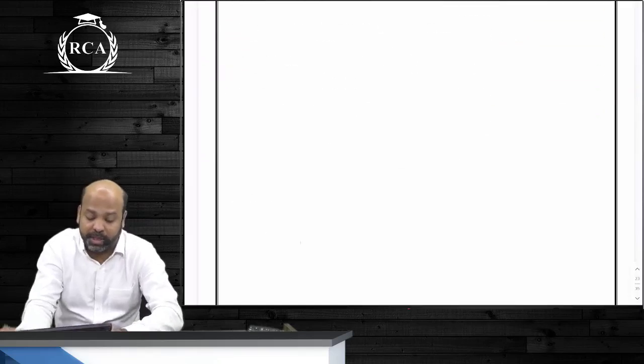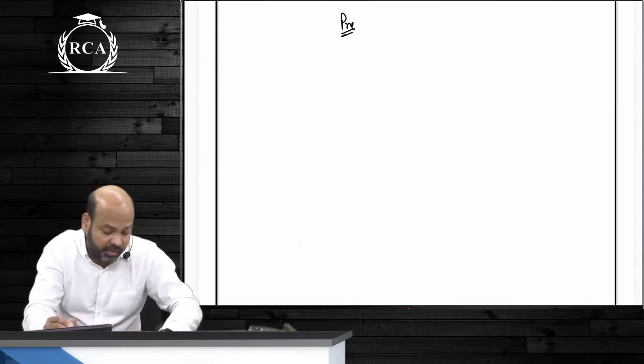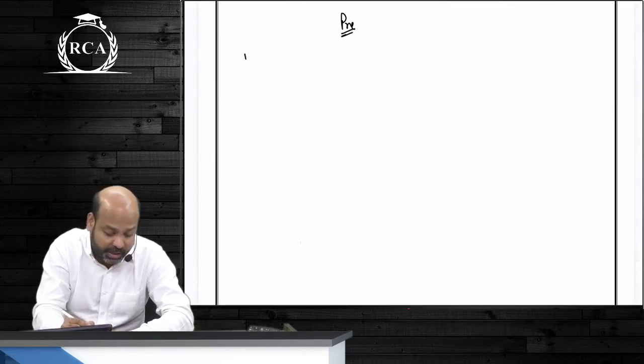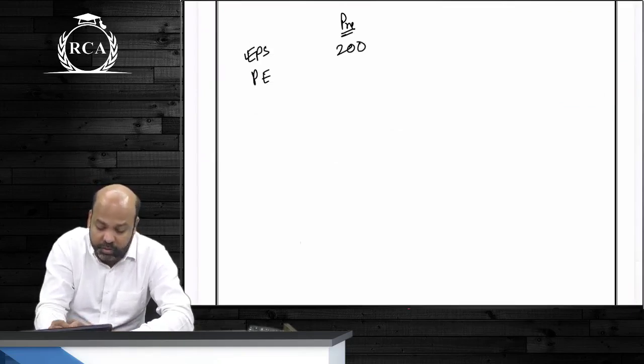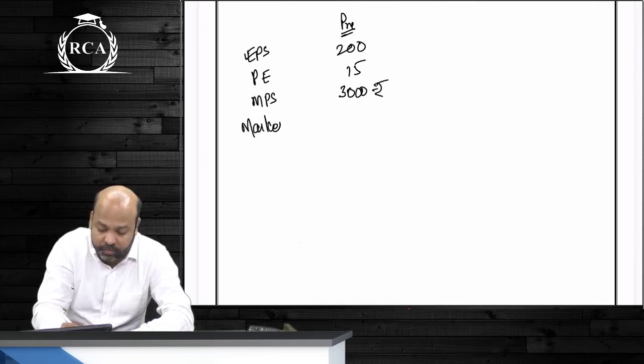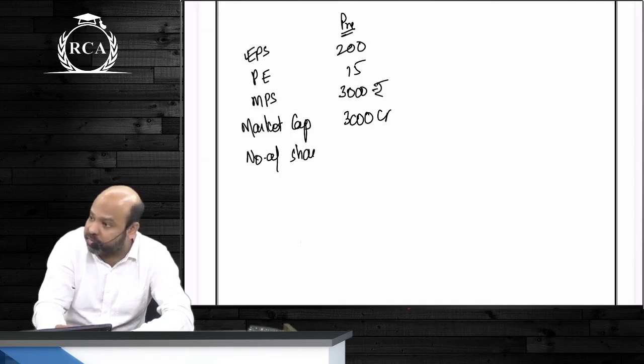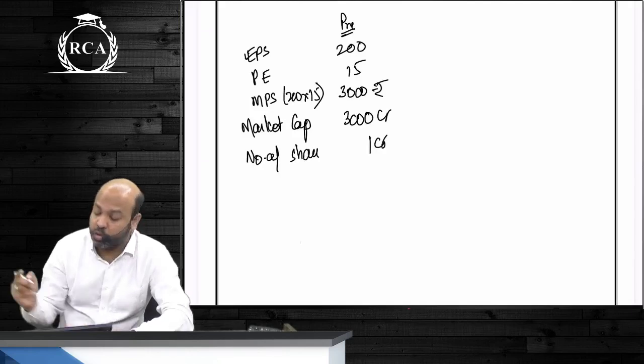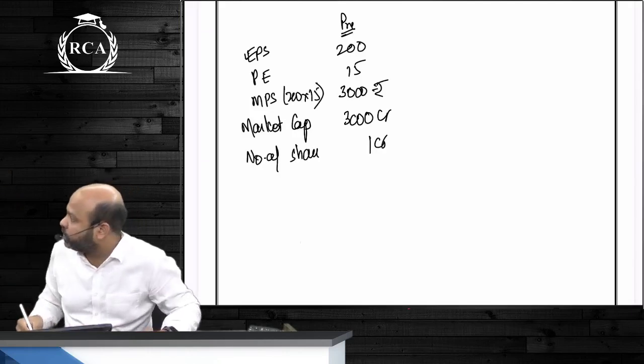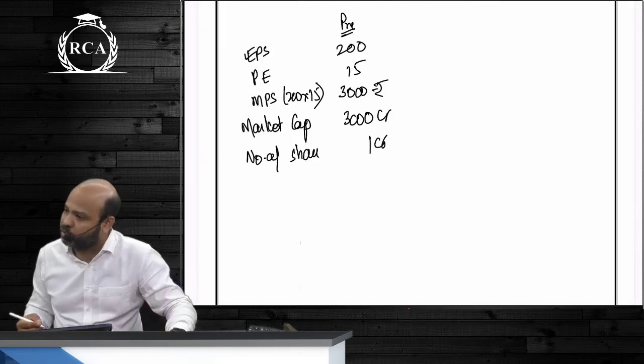So guys, pre-buyback, what are the values given beta? EPS how much is it? 200. Price earning ratio 15. Market price per share 3000 rupees. Market capitalization 3000 crores. Number of shares 1 crore shares. Beta, 200 into 15 per share 3000. Total market capitalization 3000 crores. So number of shares will become 1 crore.